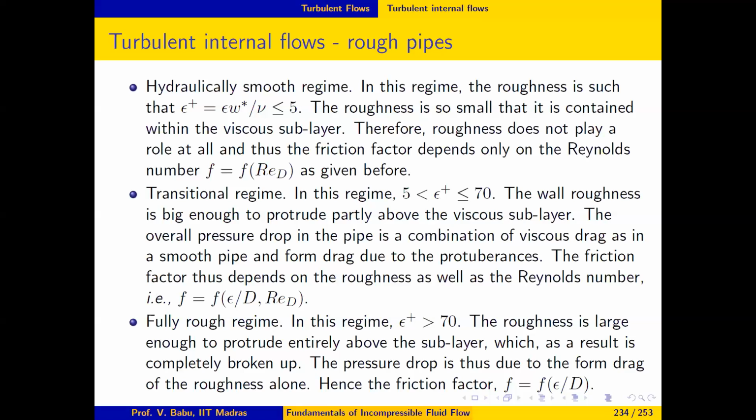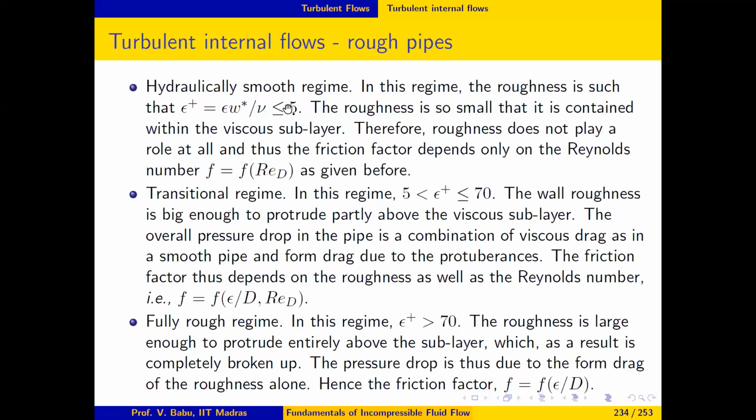So the dependence of the friction factor on the Reynolds number is completely absent in the case of the fully rough regime, and the pressure drop or the friction factor depends only on the size of the roughness. So in this regime, as can be seen, the friction factor depends only on the size of the roughness.